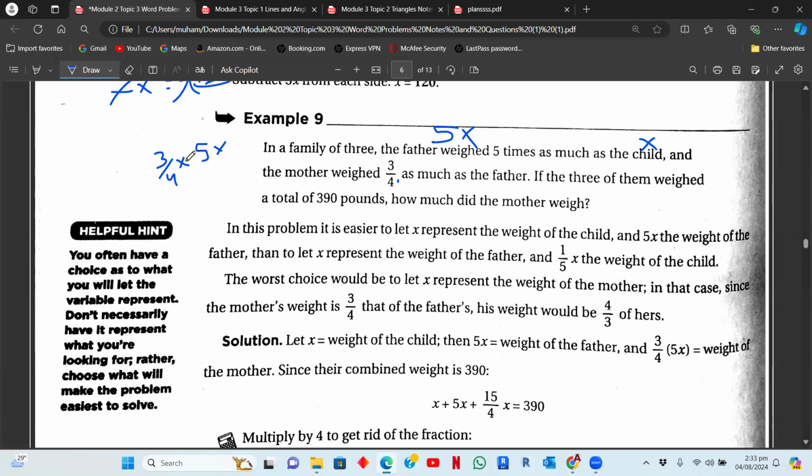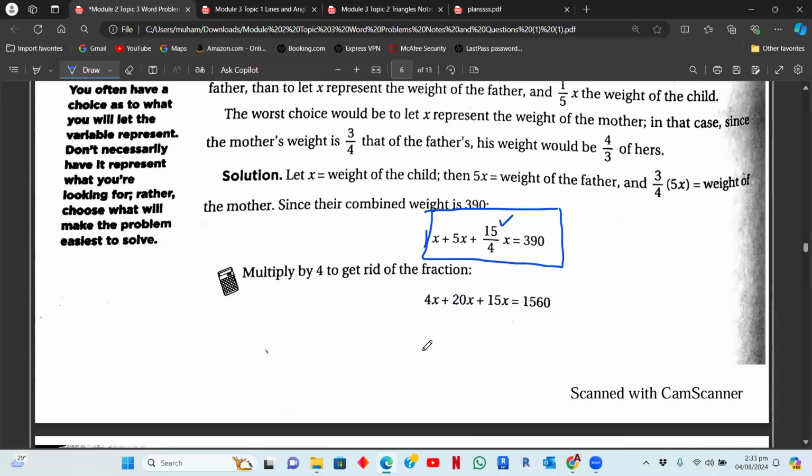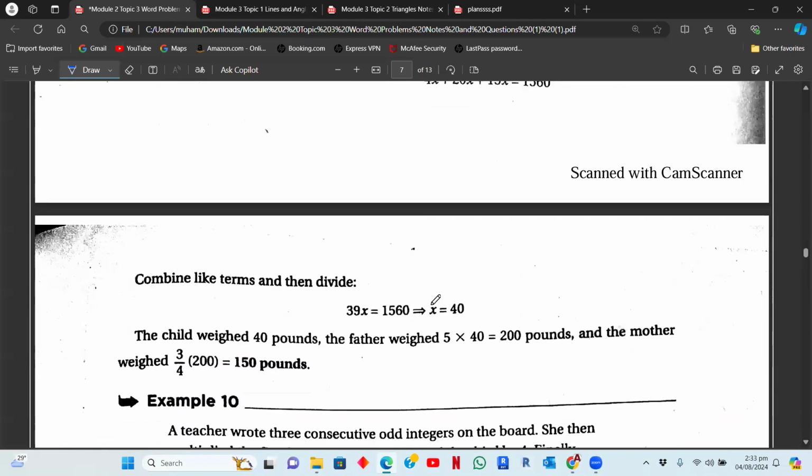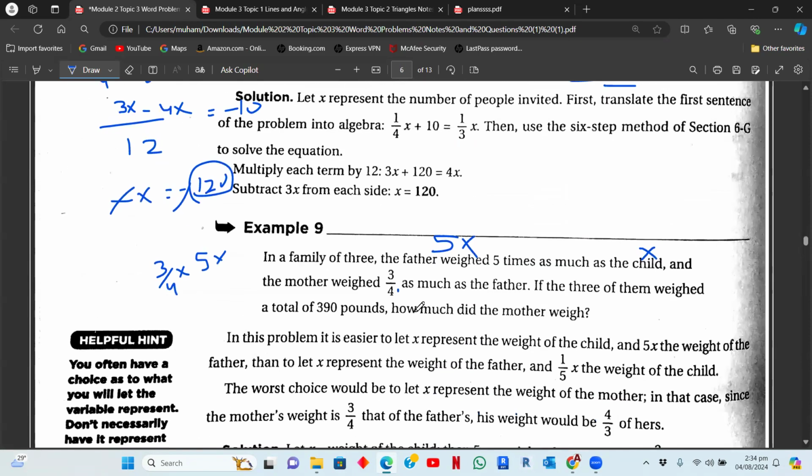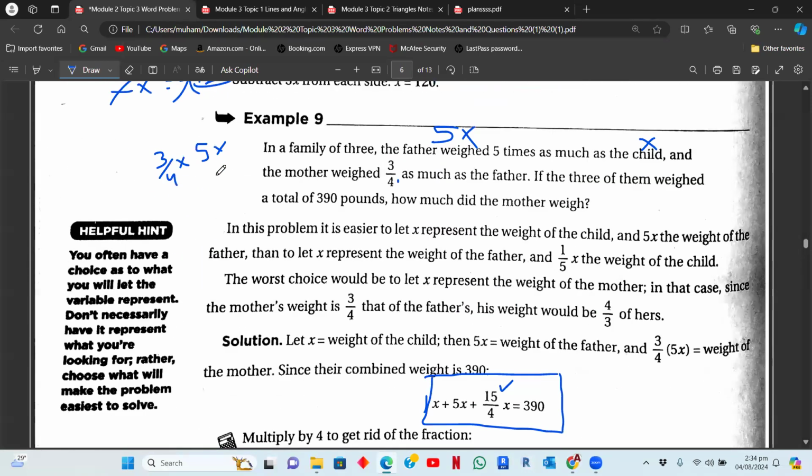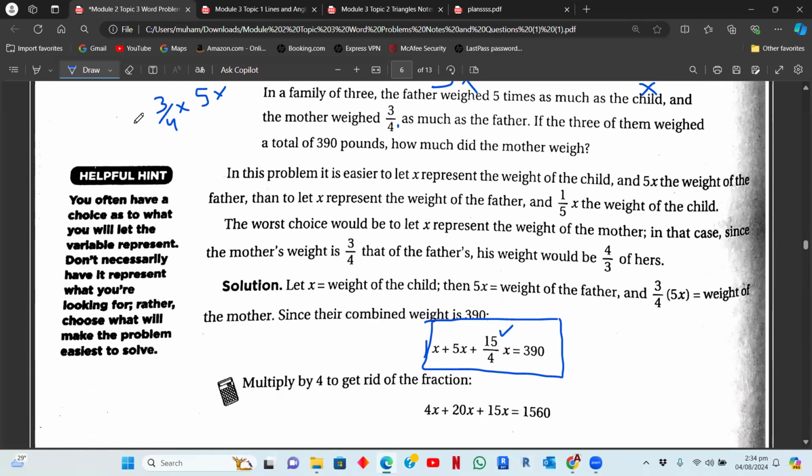तो हमें यहाँ से x मिलेगा, फिर हम x से जाके we're gonna plug in the value. So the combined weight will be x plus 5x plus 3/4 into 5x, करने के बाद आपको ये 15/4x मिल जाएगा. ठीक है? You formulate this equation, all of it equal to 390. इसमें आपके पास you're gonna get a value for x. X will be 40. Now when x is 40, we're gonna plug this into the equation that represented the weight of the mother, right? So 3/4 into 5 times 40 equals what we're finding.